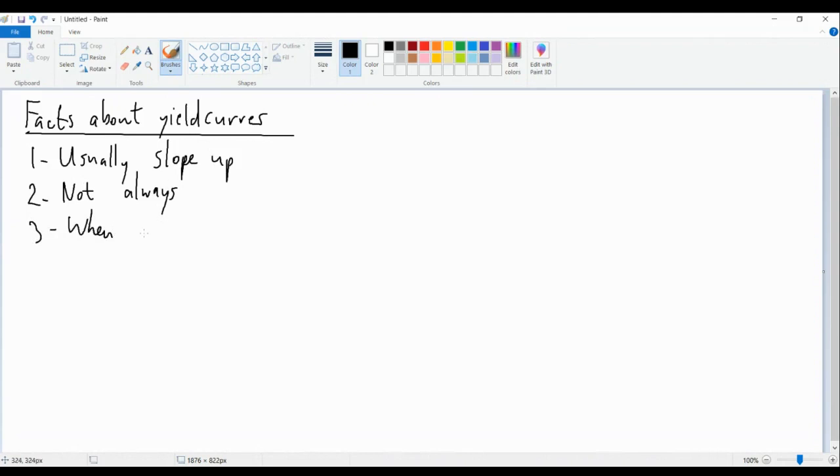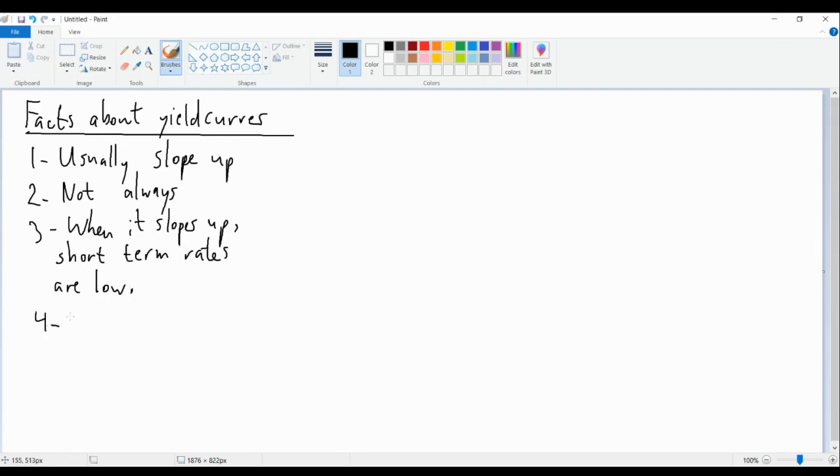Three, when the yield curve slopes up, which is the same thing as Marshall was saying, that the long-term interest rates are higher, this tends to be when the short-term rates are unusually low. And similarly, when it's flat or slopes down, it's when short-term interest rates are unusually high. That's the converse.